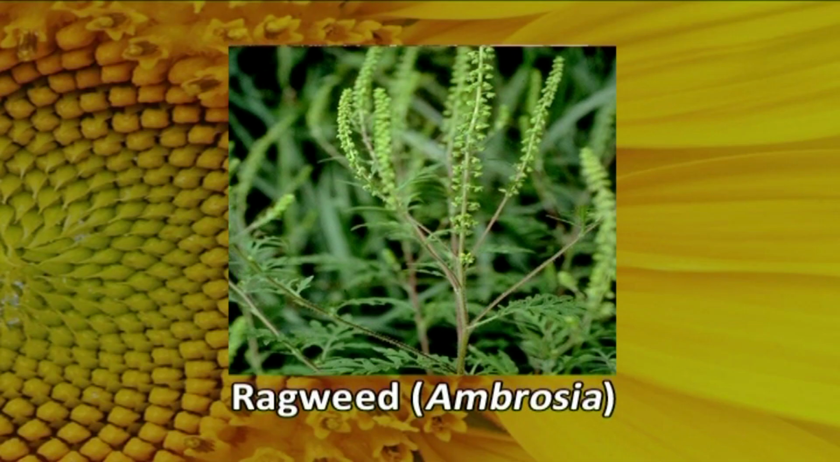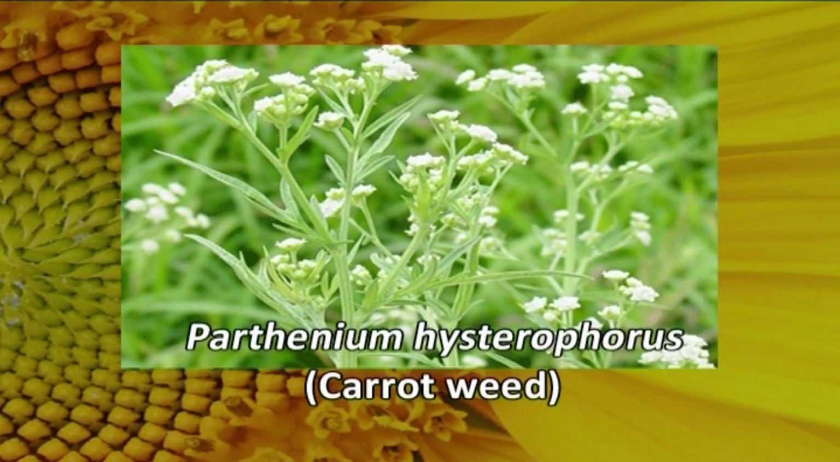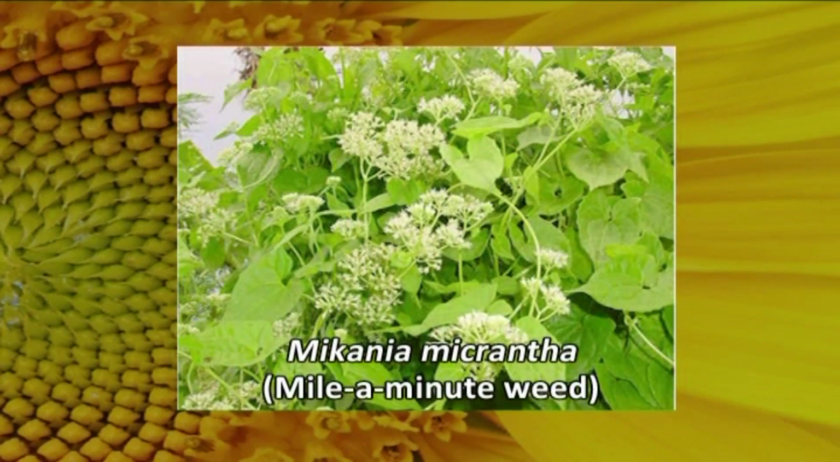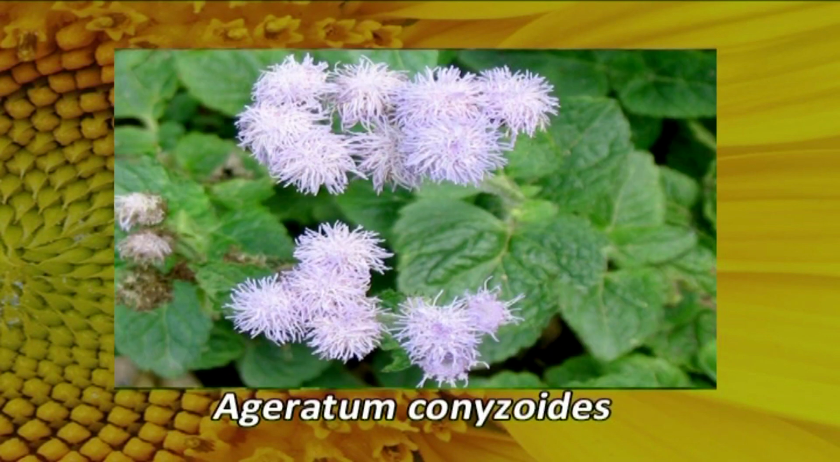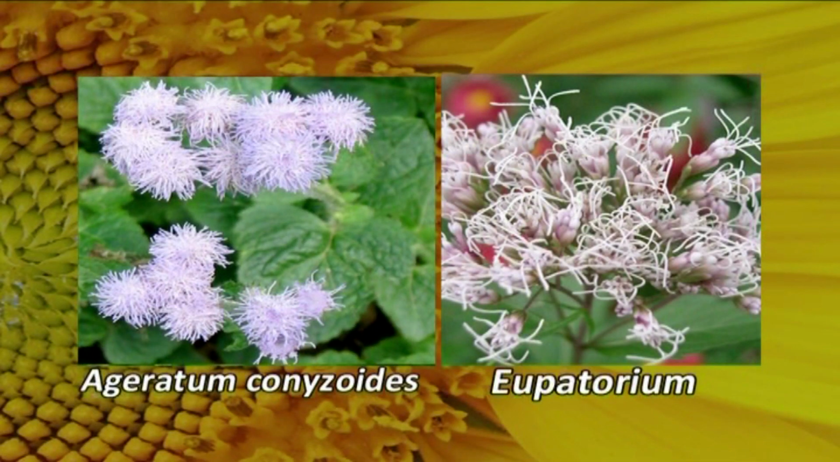Some members of the family Asteraceae, such as ragweed, scientifically known as Ambrosia, are a major cause of hay fever. Many species such as Parthenium hysterophorus, commonly known as carrot weed, or Mikania micrantha, its common name is mile-a-minute weed. It is so notorious in its spread that's why its common name is mile-a-minute weed. Then we have weeds like Ageratum conyzoides and different species of Eupatorium. They are known worldwide as obnoxious weeds, and all these weeds belong to family Asteraceae.